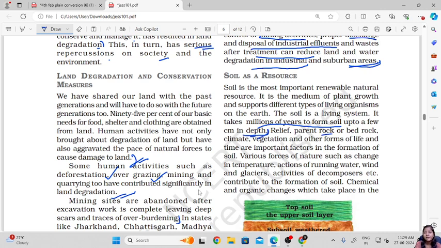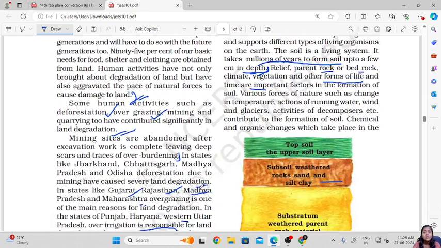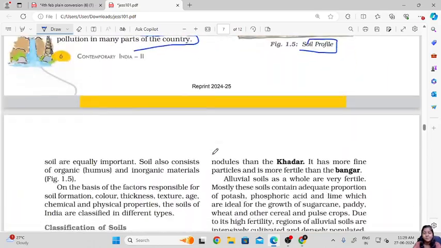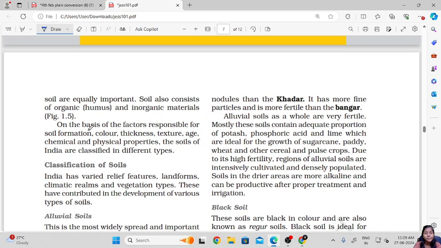Then relief, parent rock or bedrock, climate, vegetation, other forms of life and time are very important factors in the formation of soil. Various forces of nature such as change in temperature, actions of running water, wind and glaciers, and activities of decomposers, etc. all contribute to the formation of soil. Then chemical and organic changes which take place in the soil are equally important.